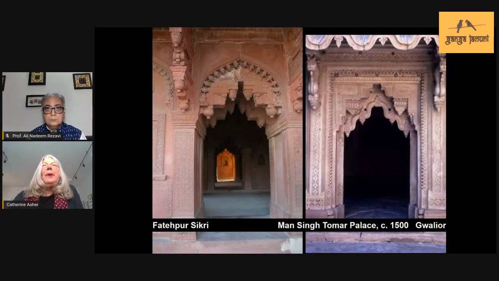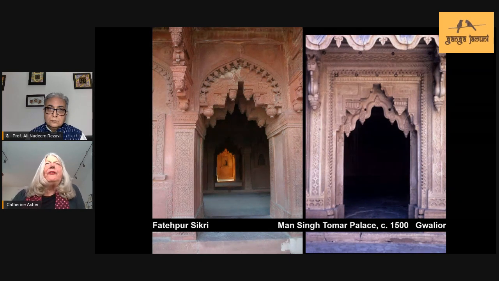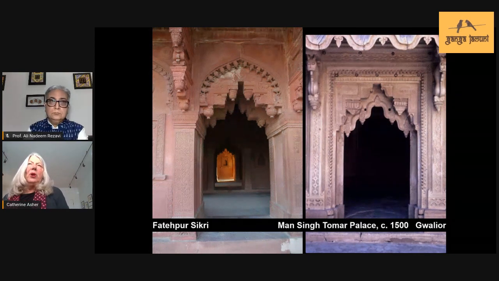Now, if we think about the architecture that he does a little later, for example, material at Fatehpur Sikri, that material very much is less Timurid, but is very much in what I call a pan-Indian style. For example, I'm showing you a detail on the left from Fatehpur Sikri, and you're seeing here a detail from the Gwalior Palace of Man Singh Tomar.